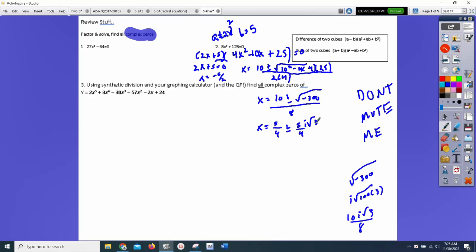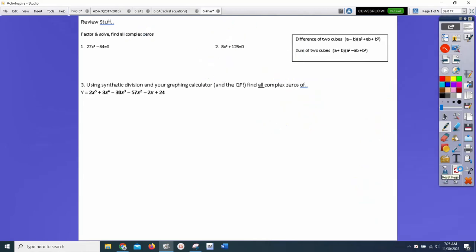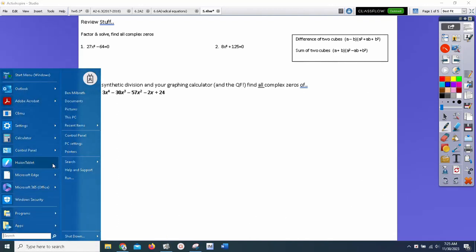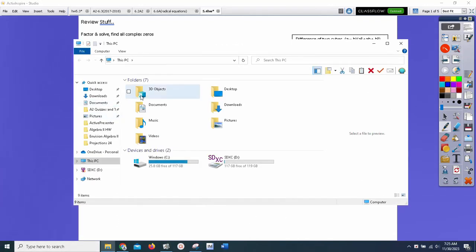And that's it. 3 is using synthetic division and your graphing calculator and the quadratic formula, perhaps. Find all the complex zeros of that thing. All right. So let me pull up a TI-84 here. This is usually when my tablet goes wacky.